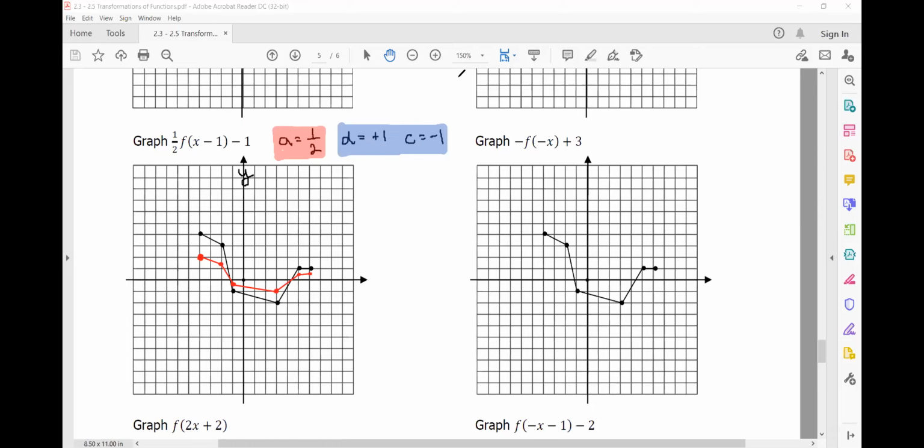Anyways, now that we're here, I'm going to take my blue and I'm going to apply my transformation 1 unit to the right and 1 unit down in one go. Bam, bam, bam, bam, bam, bam. There it is. That's it. This is half x minus 1 minus 1.